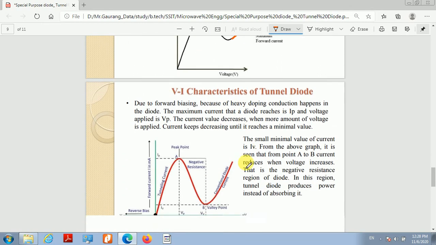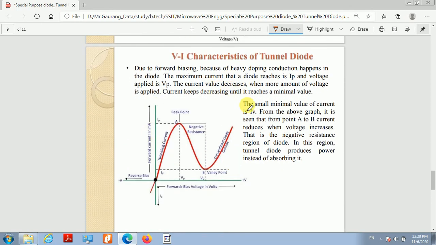Okay, so if you look at the VI characteristics of the tunnel diode, you can find one region in which, as we increase the voltage, the current decreases, and this region is known as the negative resistance region, which is almost similar to what we discussed in the Gunn diode. And because of this negative resistance characteristic, this tunnel diode is utilized for generation, as an oscillator and amplifier.